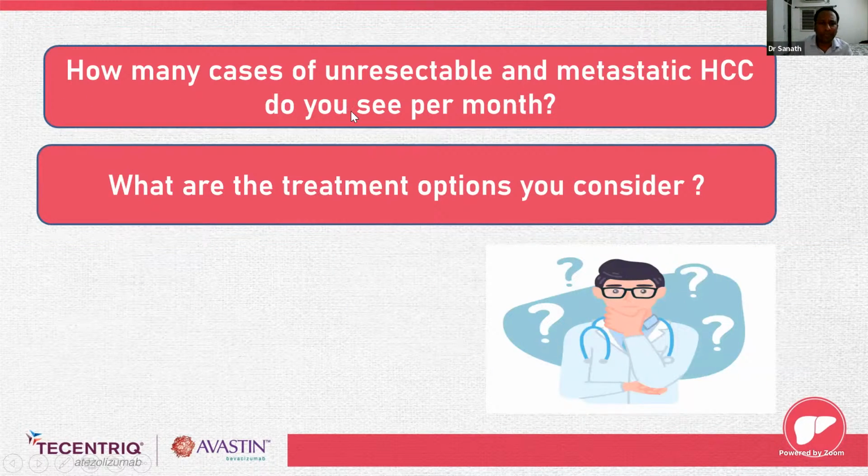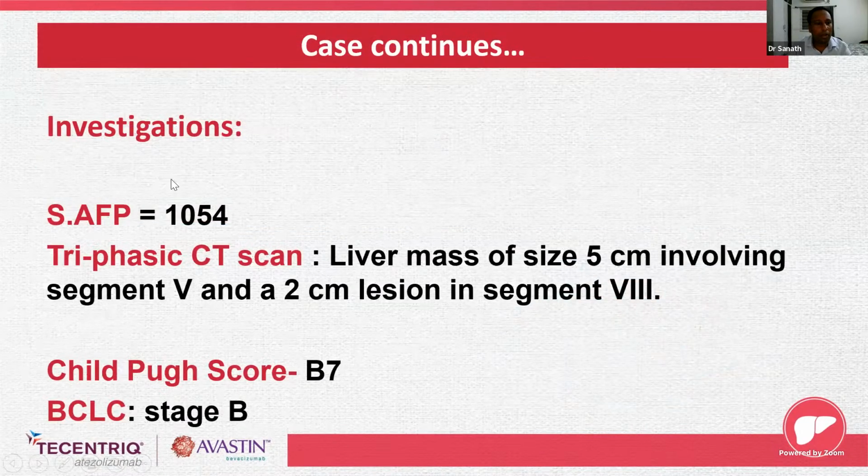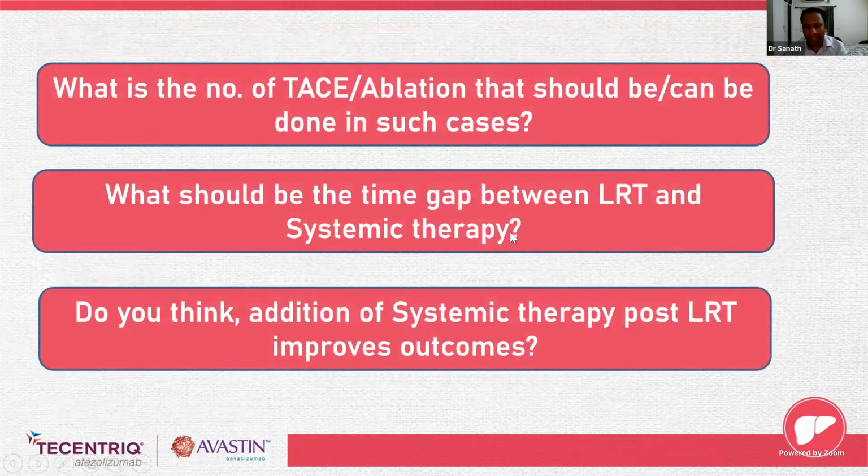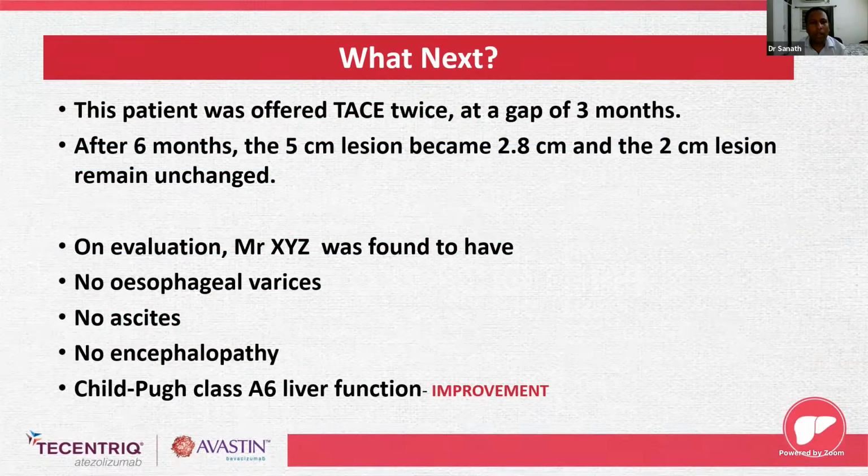So if you see here, the investigations are AFP 1054 and triphasic CT. This is the triphasic CT, and the CTP score, Child-Turcotte-Pugh score, is B7, so grade B, and BCLC stage is also B. And as such, the patient underwent TACE twice at a gap of 3 months.